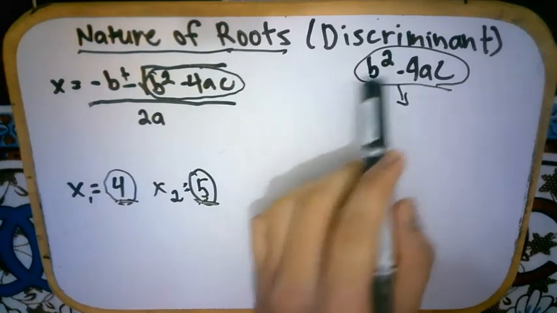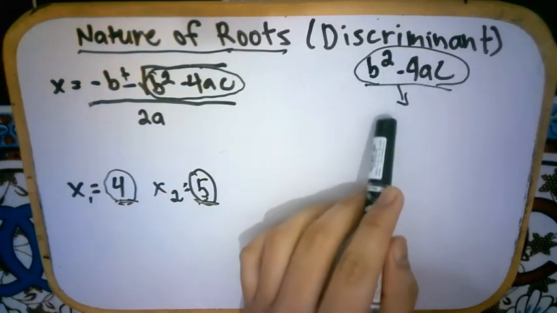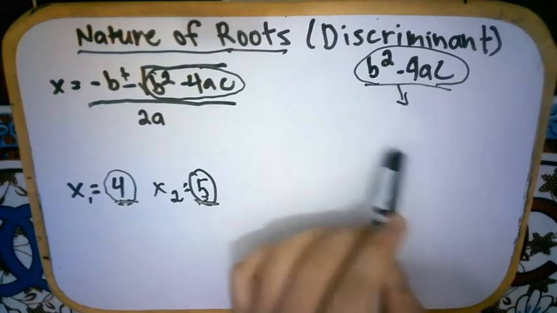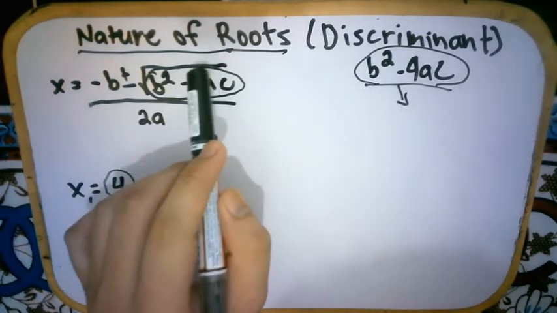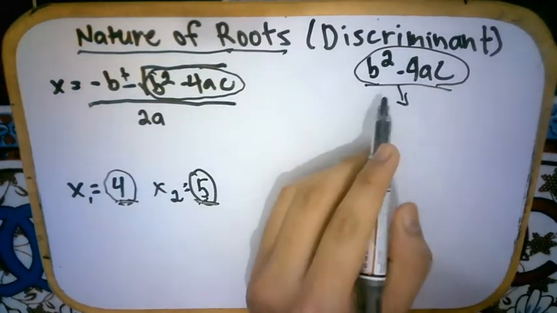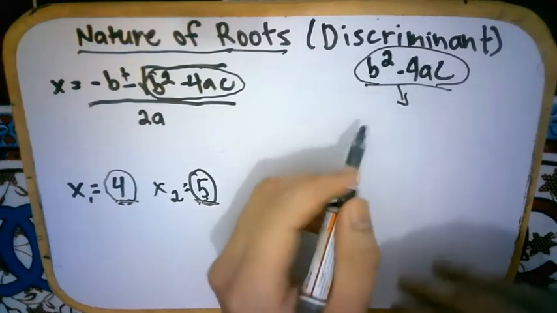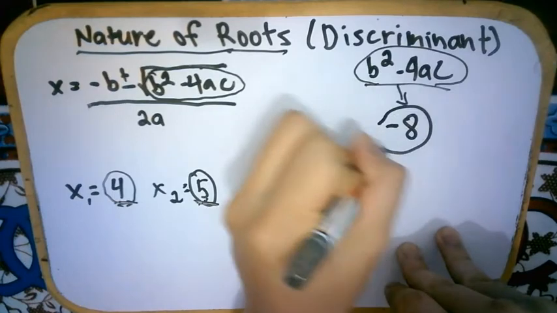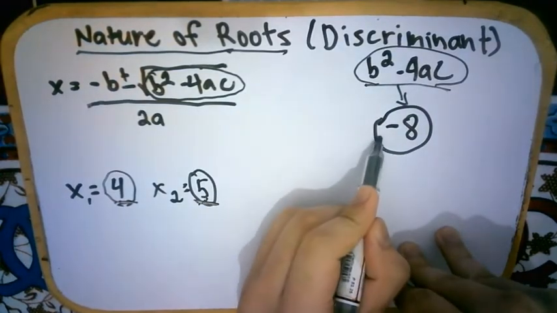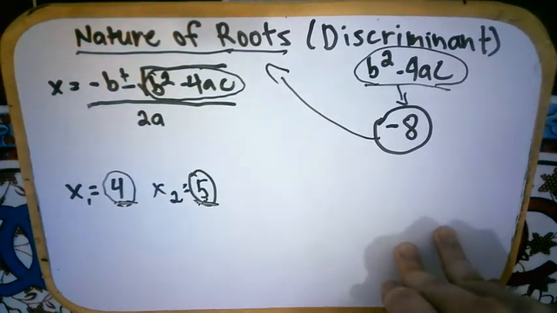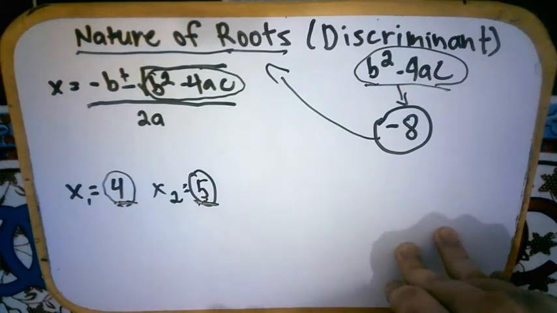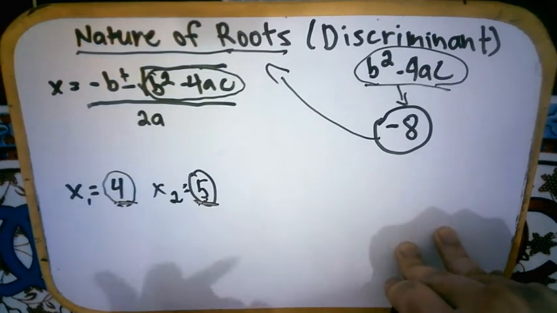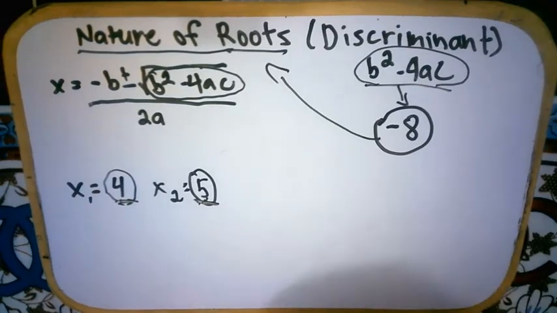Kapag may value na tayo ng discriminant, malalaman din natin from that value kung ano yung nature ng roots. For example, nag-compute tayo gamit yung discriminant and then ang lumabas ay negative 8. And then dito sa negative 8 na to, malalaman natin kung ano yung nature ng roots. So one of the examples nga ng mga nature ng roots ay for example ay real, rational, and then unequal. Na later on ay explain ko pa. So, yun yung discriminant.